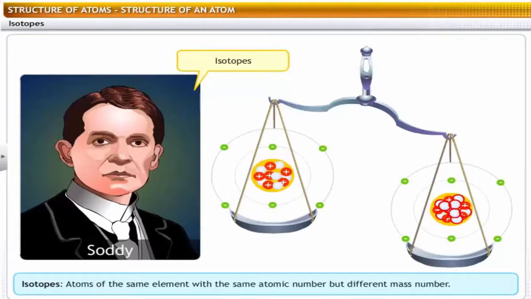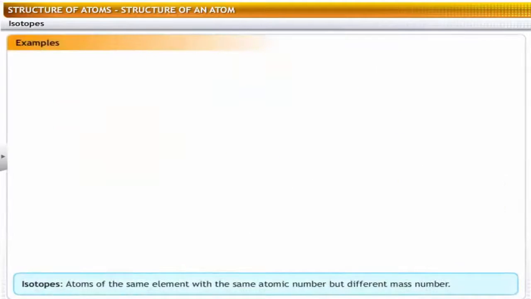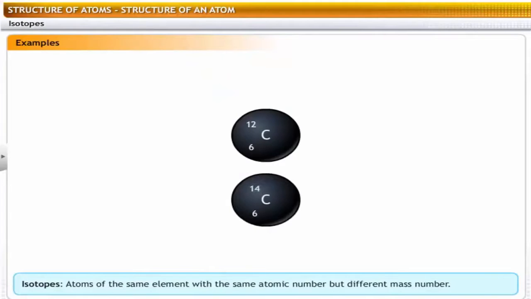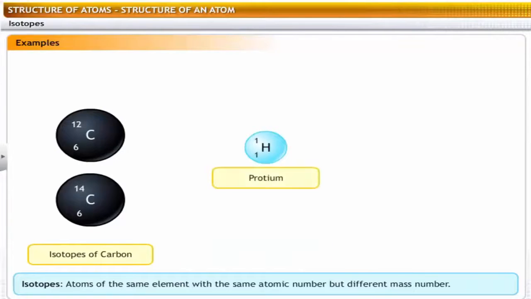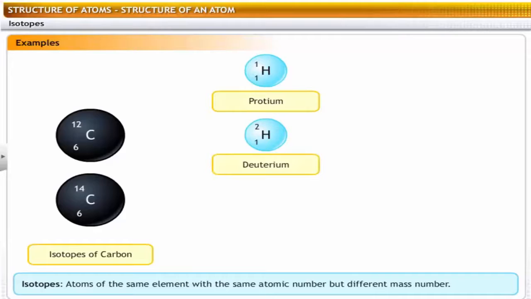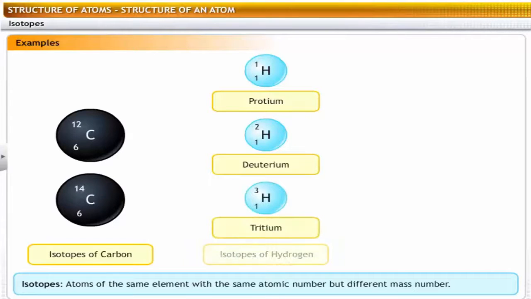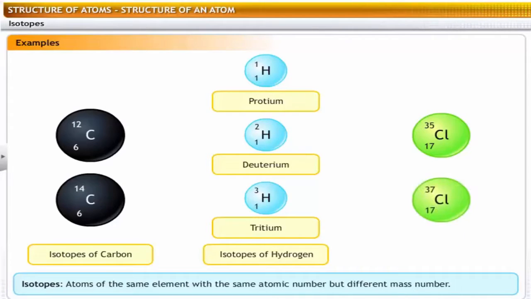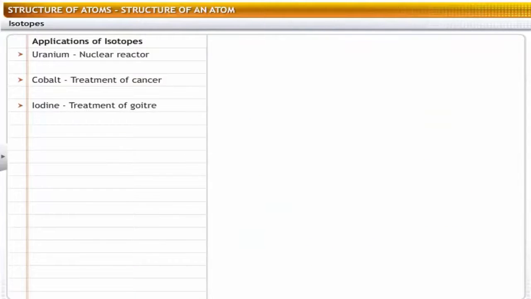The valency of isotopes is the same. Isotopes of the same element differ in their physical properties. For example, 12C6 and 14C6 are isotopes of carbon. 1H1 protium, 2H1 deuterium, and 3H1 tritium are isotopes of hydrogen. 35Cl17 and 37Cl17 are isotopes of chlorine. The chemical properties of all the isotopes of an element are the same. This is due to the presence of the same number of electrons.